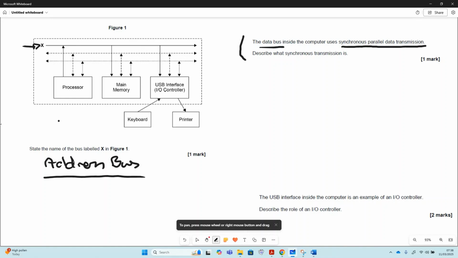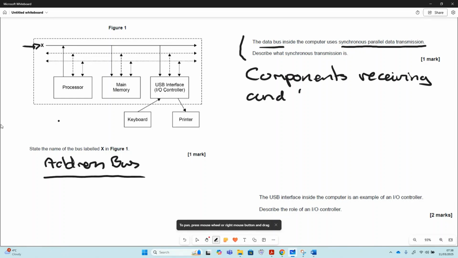So because it's inside the computer, we probably refer to components. So we could say receiving and transmitting components share a common clock.